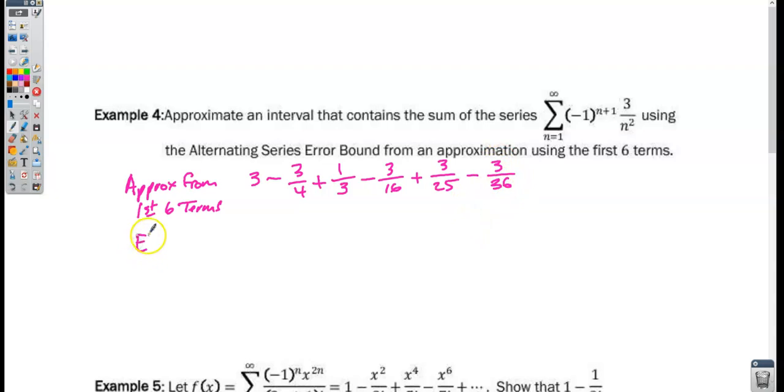Now the error has to be less than the 7th term, which is going to be 3 over 49. Okay, now, how can I use this information to approximate an interval that has to contain the sum of the series? Well, we know that the error is 3 over 49, and we in fact know that it's in a positive direction since it's a positive term, which means that the actual value of the sum is going to be larger than the approximation that we get from these first 6 terms.